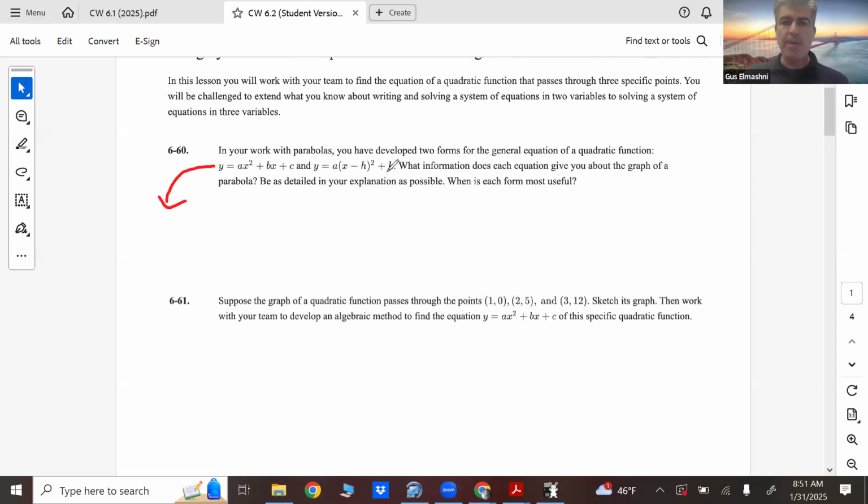And by the way, for those who are doing the SAT in about a month or 5-6 weeks from now, they do ask you guys to be comfortable with these forms. So let's talk about this. Do you guys know what the first form's called? Perfect. Thank you, Nathan. Standard. How about the second form? Okay, good. So what do they tell us? This can actually tell us whether it opens up or down.